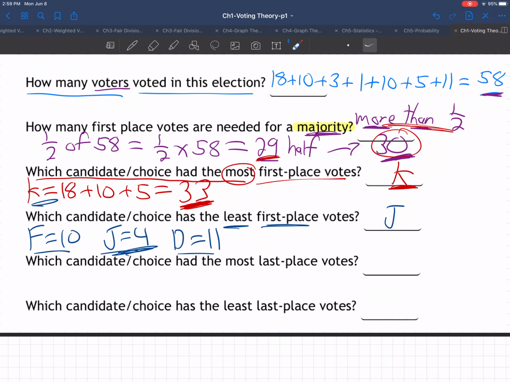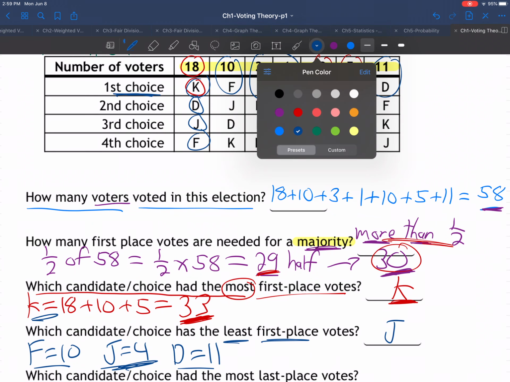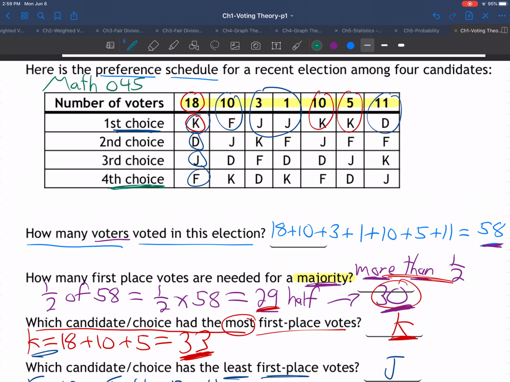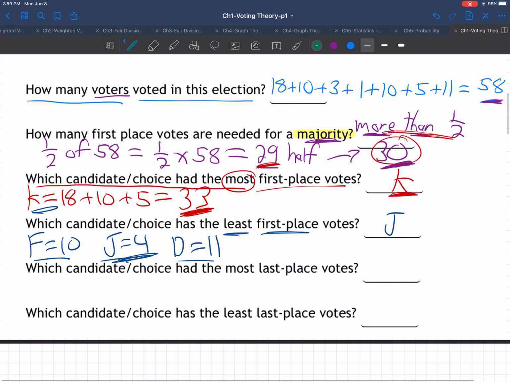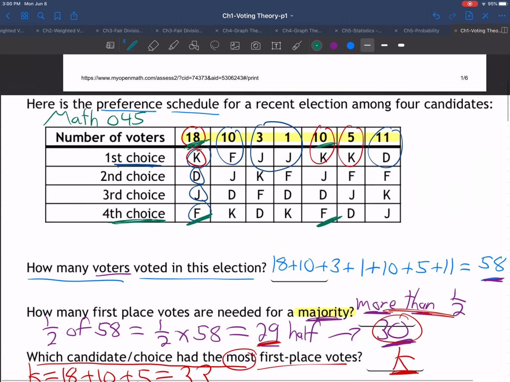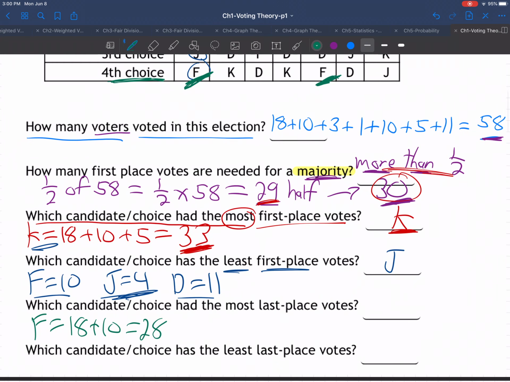Now they're going to switch this on us, and they're going to say which candidate choice had the most last place votes. Most last place. So now we're going down to last place. So that's 4th choice. So we have F here and here. That's 18 and 10 last place. I'm not doing it in any particular order. Just who came first as far as last place votes. F was in the first column for last place votes. 18 here and 10 here. That's 28 last place votes for F.